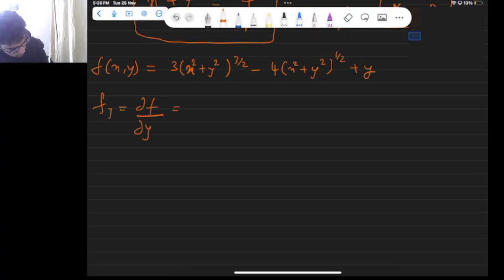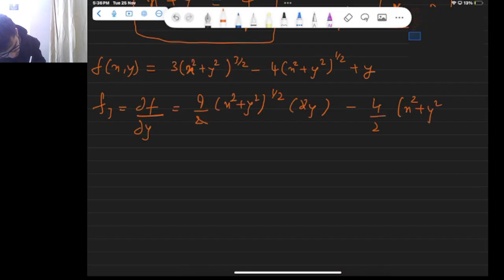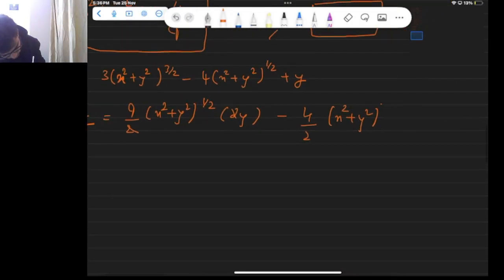This will give me 9 by 2 (x²+y²) to the power half, 3 by 2 minus 1, and 2y, 2 and 2 gets cancelled, minus 4 by 2 (x²+y²). Now 1 by 2 minus 1 will give me minus half, and 2y will come. Now 1, because x is a constant in this expression.